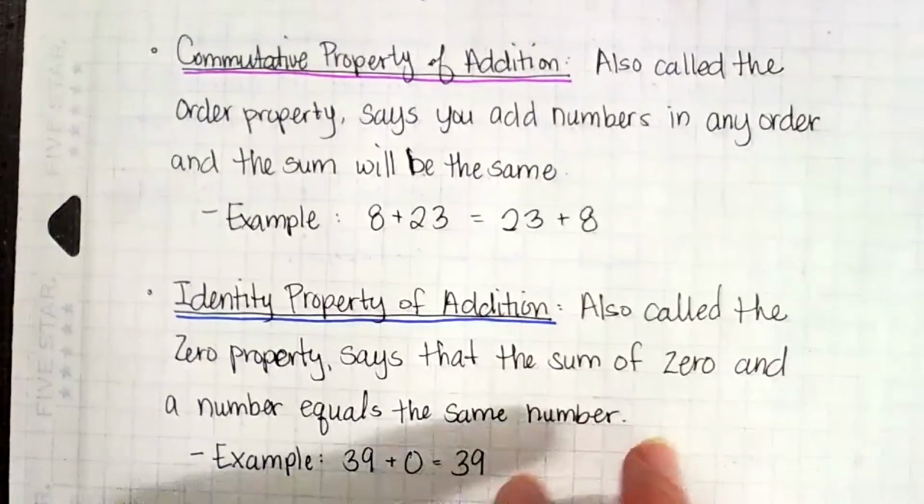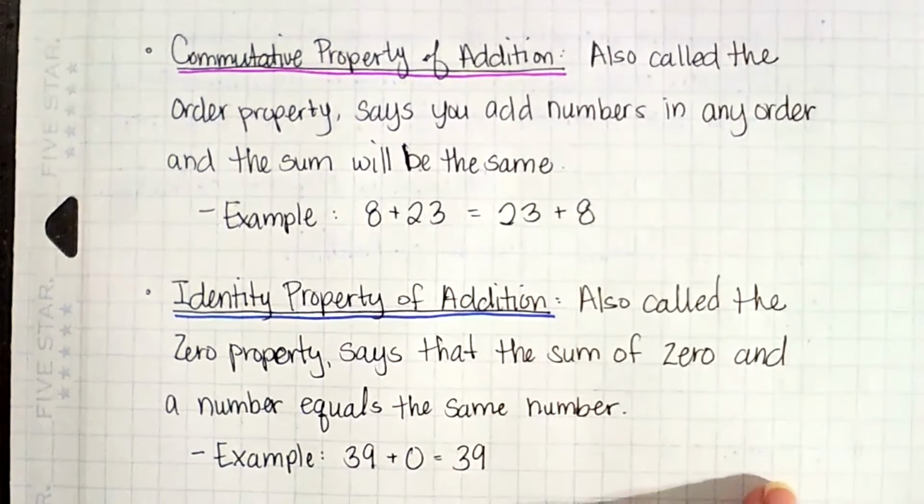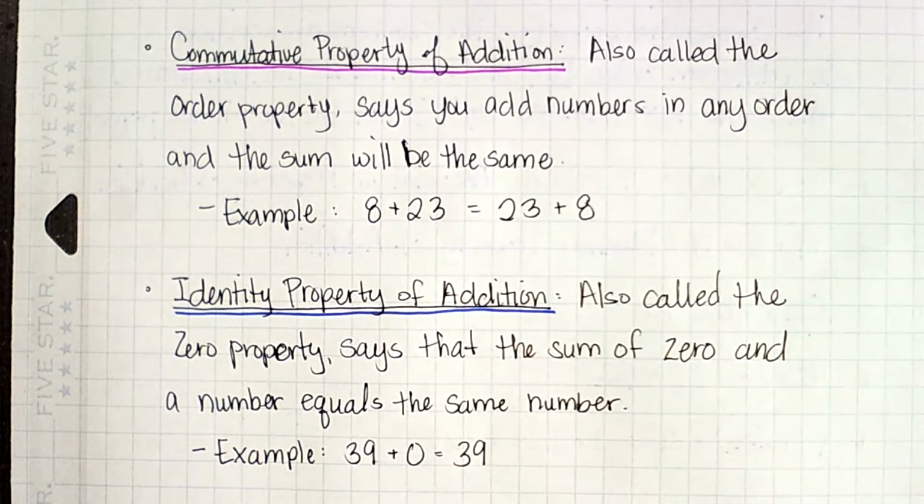And last, we have the identity property of addition, which is also called the zero property of addition, because it says the sum of 0, so sum, remember, is what you get when you add, the sum of 0 and a number equals that same number. So 39 plus 0 is 39, or 0 plus 39 is also equal to 39.